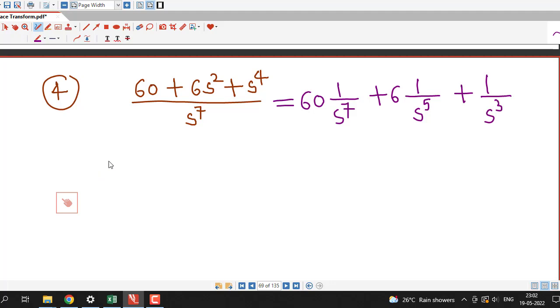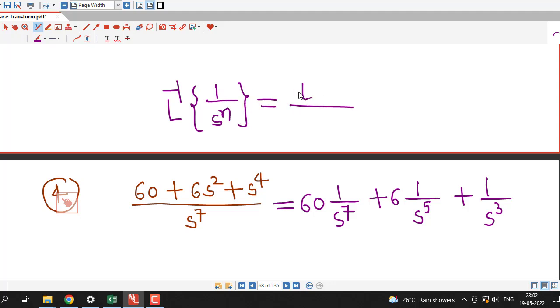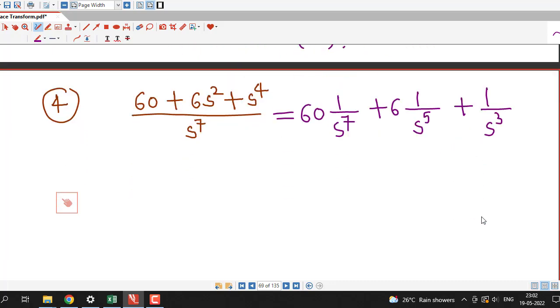Now we apply that formula which we just applied. L inverse of 1 divided by s raised to n is t raised to n minus 1 divided by n minus 1 factorial, if the power is a natural number. So here all the powers are natural numbers, as 7, 5 and 3 all are natural numbers. So we simply apply that formula.